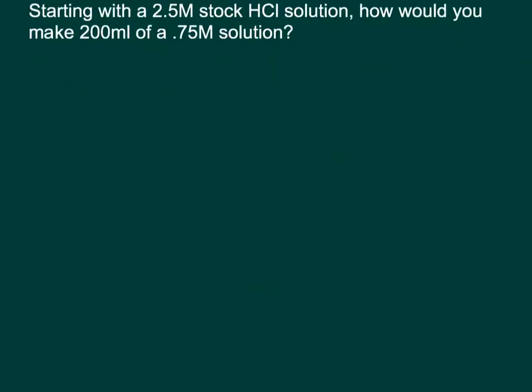The first example is starting with a 2.5 molar stock HCl solution. How would you make 200 milliliters of 0.75 molar solution? So we have a dilution case here. We're going to have to add water because we need that molarity to go from 2.5 molar down to 0.75 molar. So I'm just going to set this up as M1V1 equals M2V2.